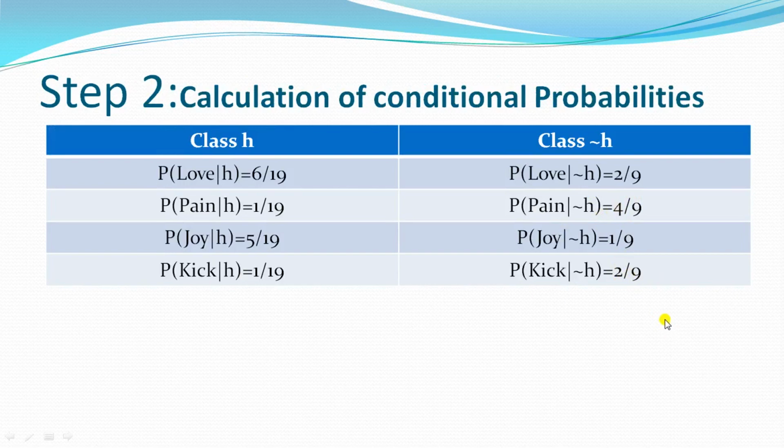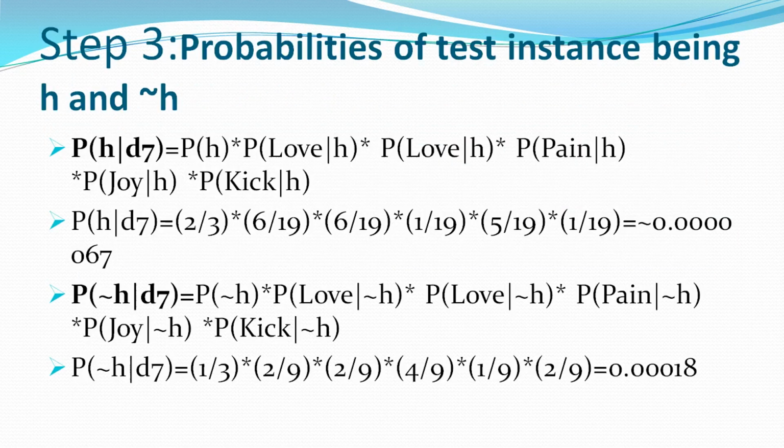Here in step 2 we ended up calculating conditional probabilities for both class H and class negation of H. H means yes, negation of H means no. That's it. Okay, let's go towards step 3. Here step 3 is very simple, since in step 1 we have calculated prior probability. In step 2 we have calculated conditional probability.